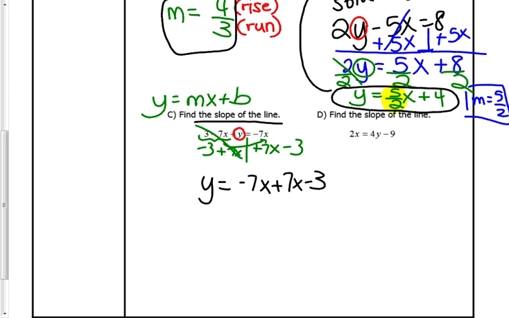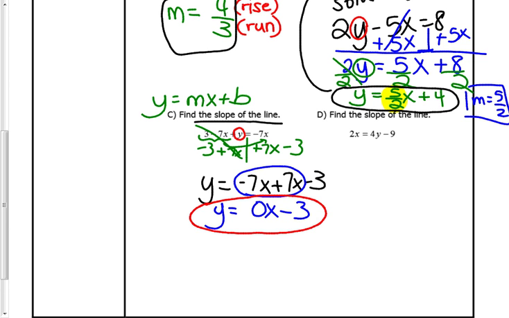Now if you notice here, I've got 2 like terms. Not only do I have these like terms, I'm going to notice that they cancel out. Negative 7x plus 7x is actually 0x. Okay, so now that this is written in slope-intercept form, what do you notice here? If I left it as 0x, this is actually my slope. My slope is 0.